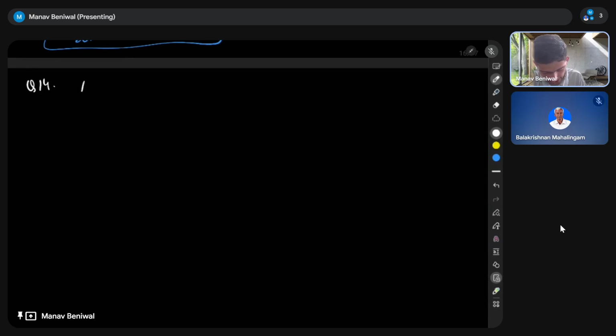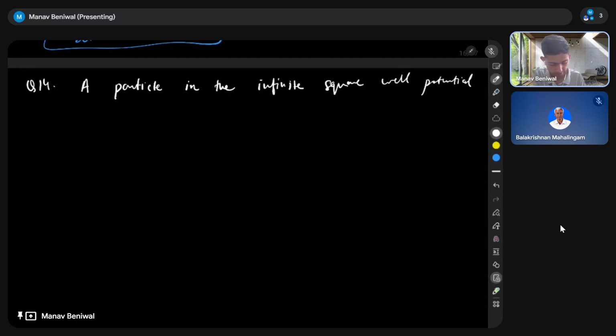Okay, so we have a particle in the infinite square well potential. Again, this is 0 or infinity.